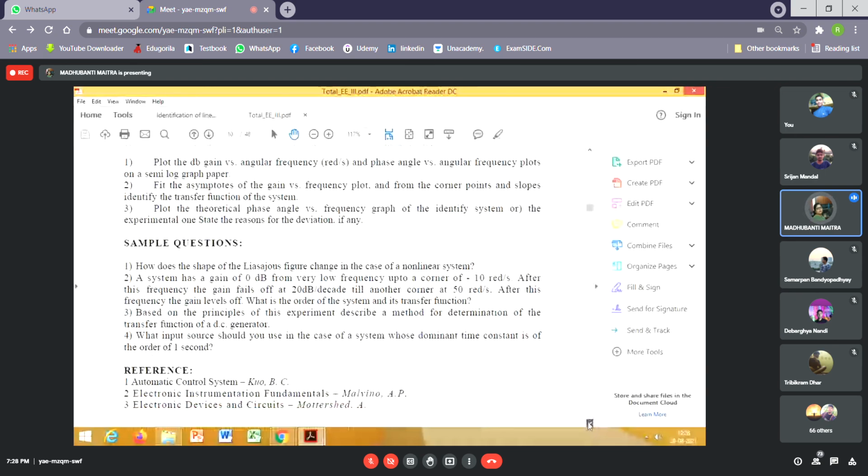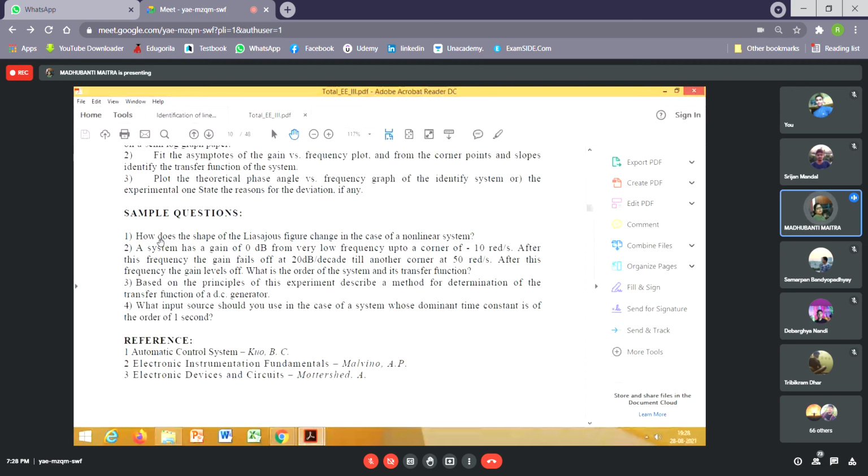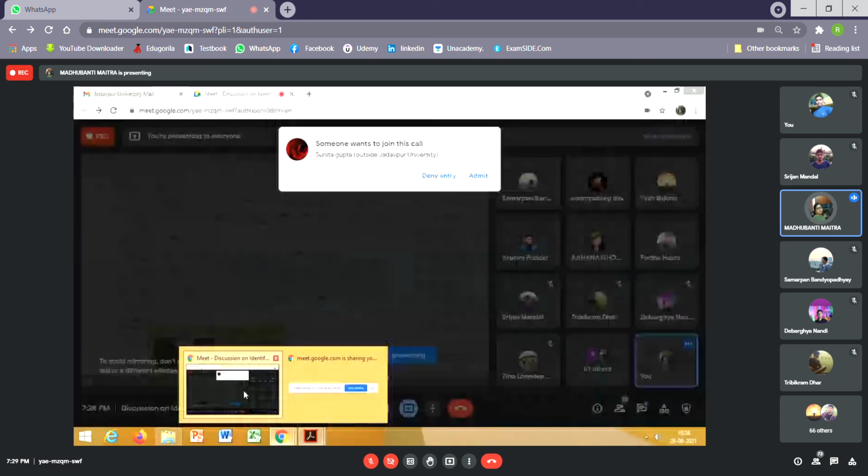And along with this, please try to find some good materials on YouTube, and try to explain this. How does the shape of the Lissajous figure change in case of a nonlinear system? As I said, in case of a nonlinear system, the frequency of the output sinusoid may not remain the same. Okay. And question number 2 is mandatory.